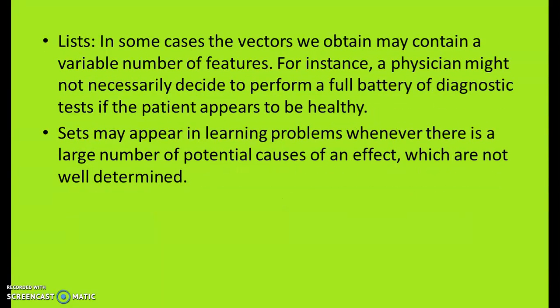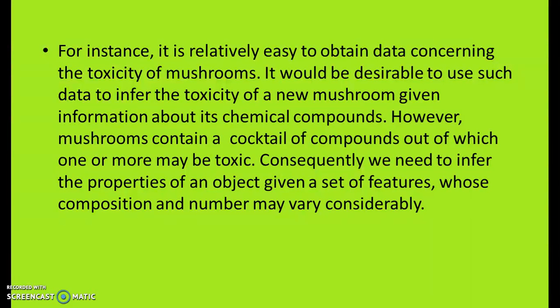So we have some kind of concept of lists. In some cases, the vectors we obtain may contain a variable number of features. For instance, a physician might not necessarily decide to perform a full battery of diagnostic tests if the patient appears to be healthy. Sets may appear in learning problems whenever there is a large number of potential causes of an effect, which are not well determined. For instance, it is relatively easy to obtain data concerning the toxicity of mushrooms. It would be desirable to use such data to infer the toxicity of a new mushroom given information about its chemical compounds.